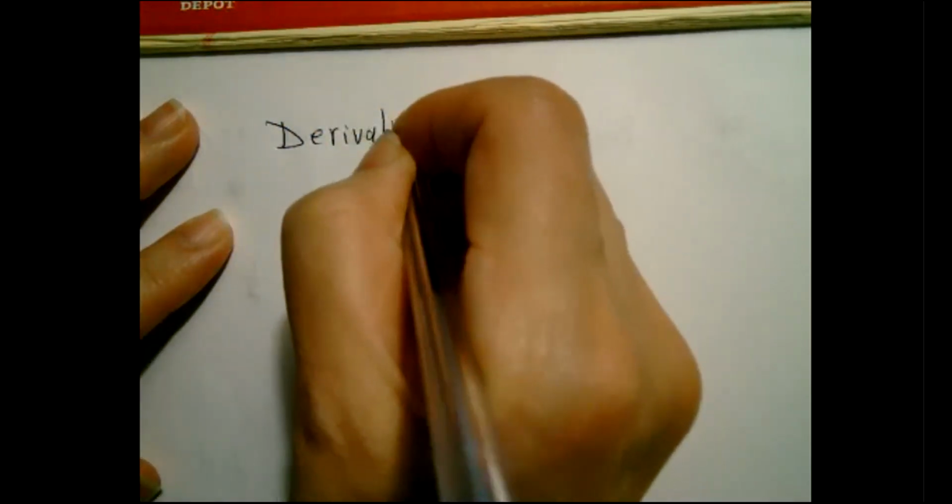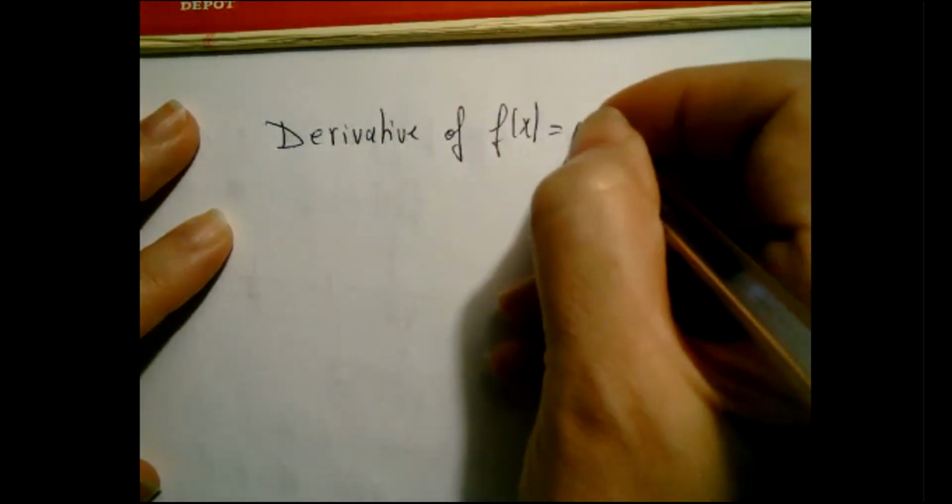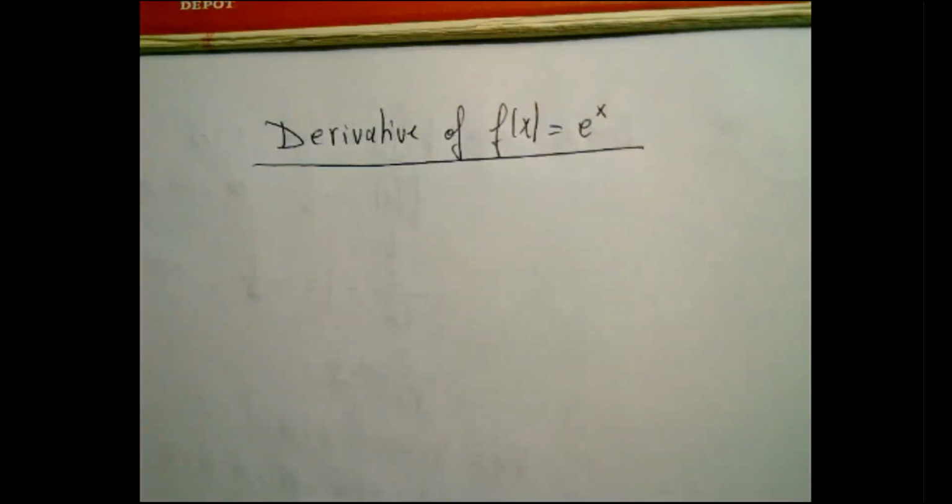Okay, so we're going to keep along the same line, and we're still in section 3.3, and we're going to develop the derivative of the exponential function, e to the x. So the derivative of f of x equal e to the x, the exponential function.